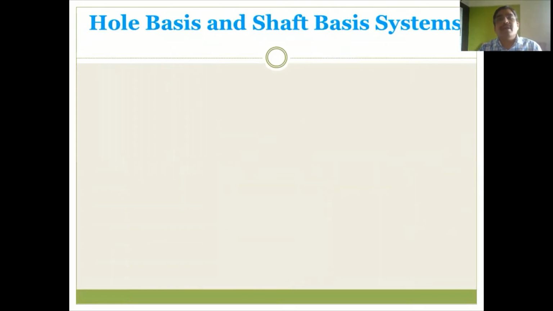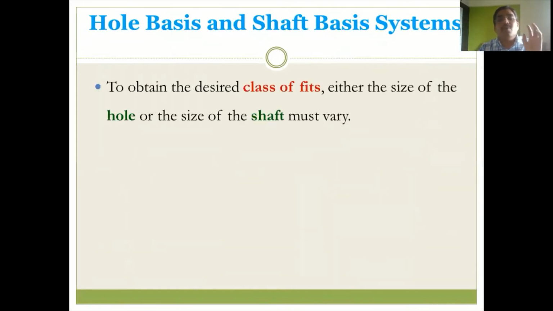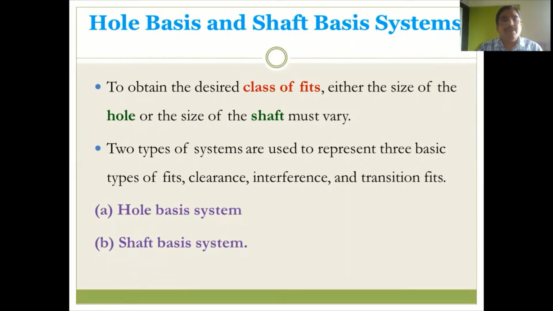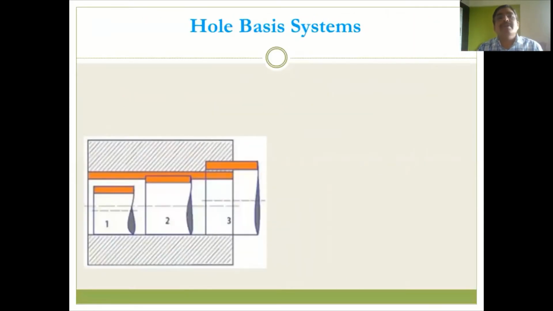Now there are two basic systems here, that is a hole basis and a shaft basis. If you want to achieve the various fits like a clearance, interference or transition, in the hole basis system generally we keep the hole constant, and in the shaft basis system the shaft is kept constant. So how is it possible to achieve the different types of fits? I will go into more detail now. Hole basis and shaft basis are the two systems here. We'll go into the hole basis system.